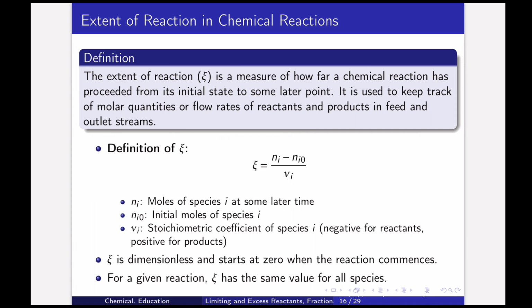So the definition: the extent of reaction, zeta, is a measure of how far a chemical reaction has proceeded from its initial state to some later point. That is very important. It is used to keep track of molar quantities or flow rates of reactants and products in feed and outlet streams. In the definition, zeta is Ni minus Ni0 by the stoichiometric coefficient.